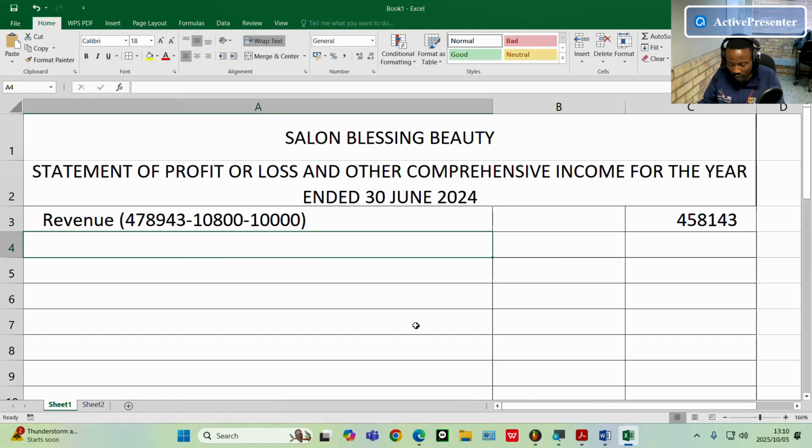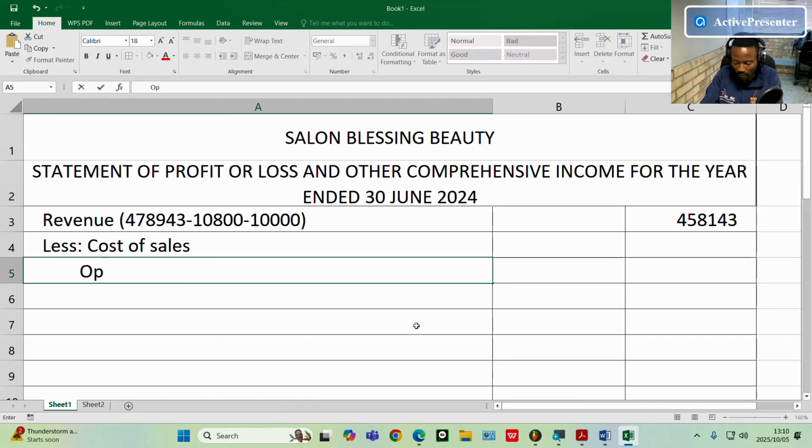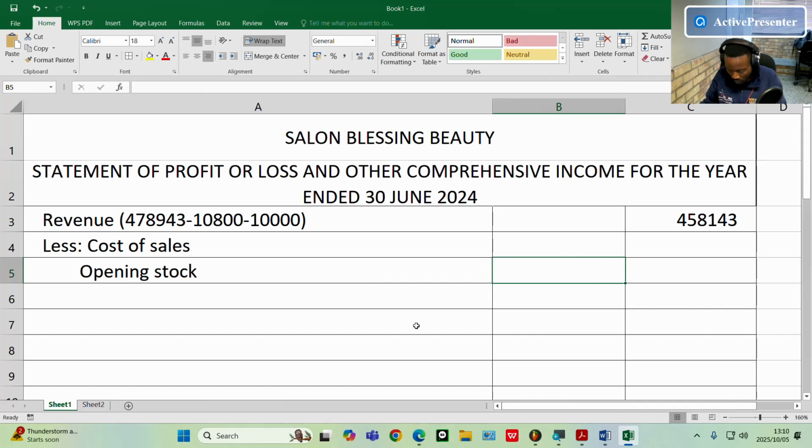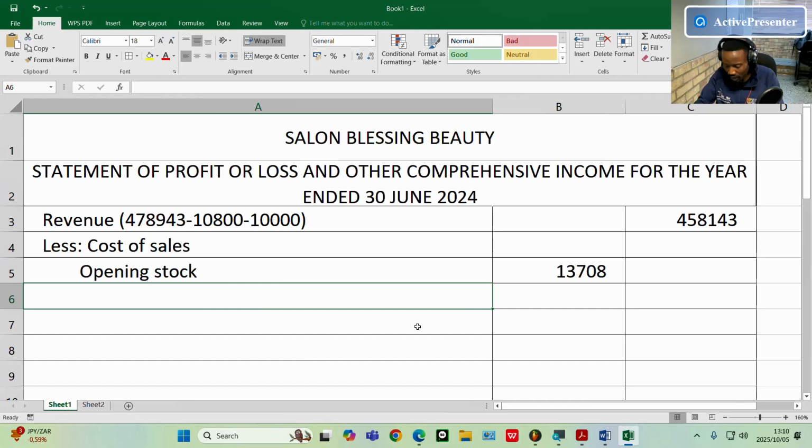All right, then obviously you need to less cost of sales. This is the periodic inventory, meaning we have to calculate the cost of sales by taking opening stock, which is found under the balance sheet section or financial position account section. That's your opening stock, and inventory on 1 July 2023 is 13,708. We then need to add purchases.